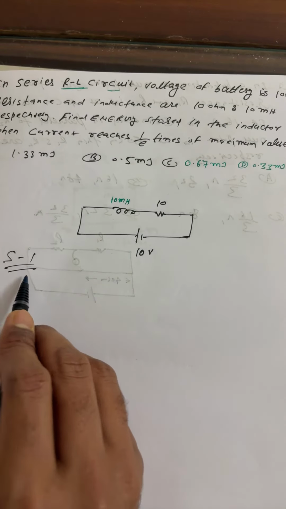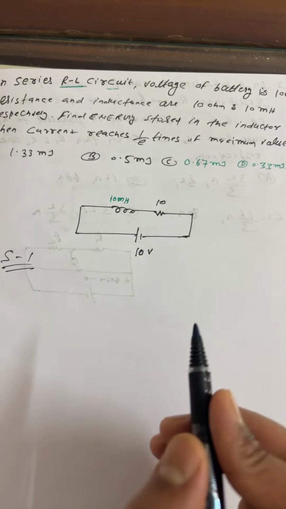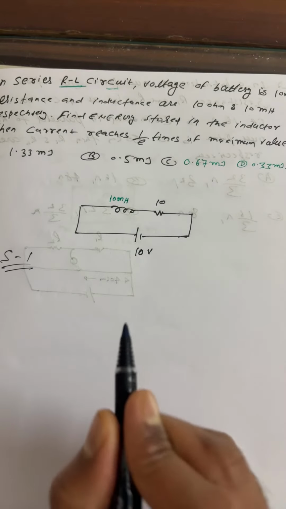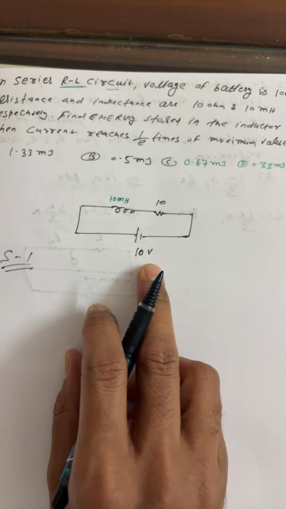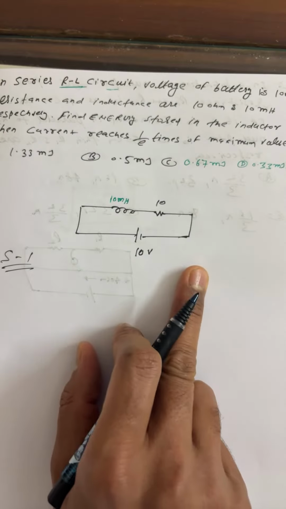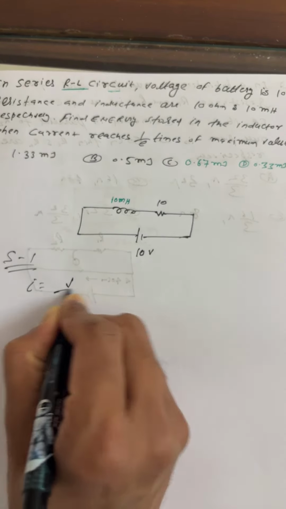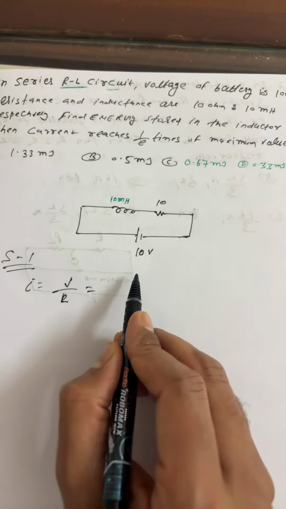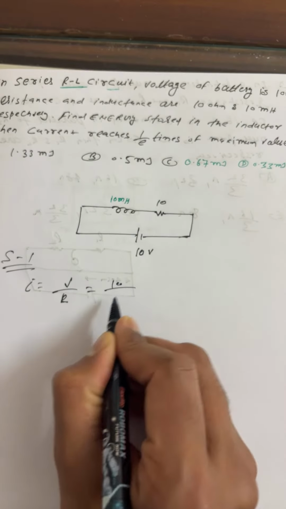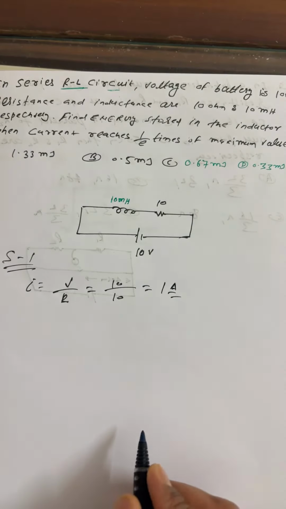So step one, first at steady state, the inductor acts as a short circuit. This is the major point, the culprit of this question, students. At steady state, the inductor behaves as a short circuit. So simply you can find I. I is nothing but V by R. V is 10, and R remains the same, 10. So what will you get? Current you will get is 1 ampere.